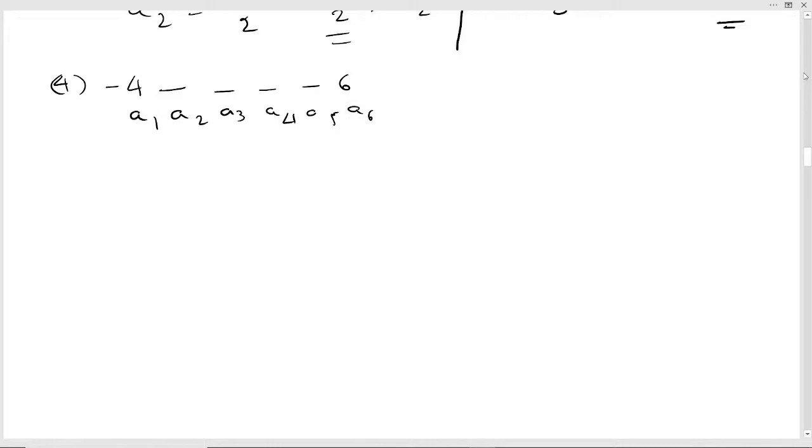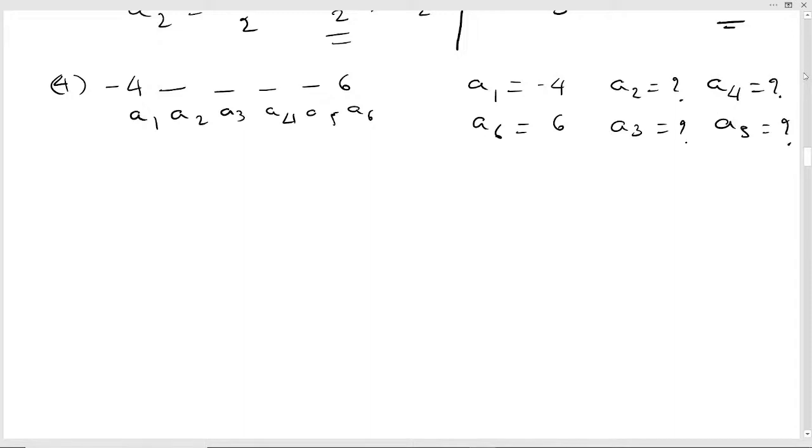Okay, so I'll write the data here. What they have given, they have given only two data. Nothing but the first term they have given, the first term is minus 4. And also they have given the sixth term. The sixth term is 6. Now what all the terms that you need to find? You need to find the second term, nothing but a2, a3, a4 and also the fifth term you need to find. So this much you need to find, children.